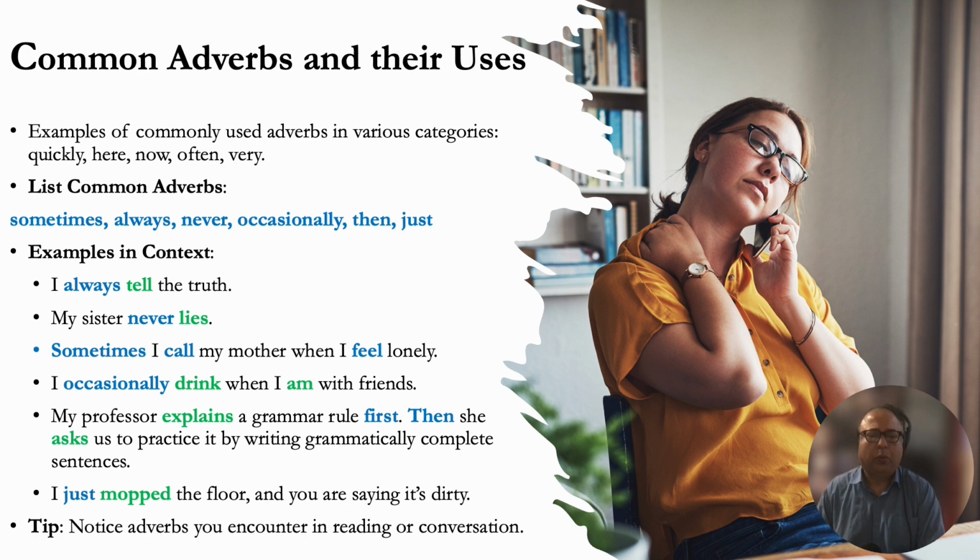Okay, so let's look at some of the common adverbs and how they're used, right? Examples of commonly used adverbs are quickly, here, now, often, very, and some of them we have already reviewed today. Sometimes, always, never, occasionally, then, just. And there are some examples in context. For example, I always tell the truth. Or my sister never lies. She always tells the truth. Okay? So consider these examples. Give yourself a few seconds to absorb and review this, and then we will move on.